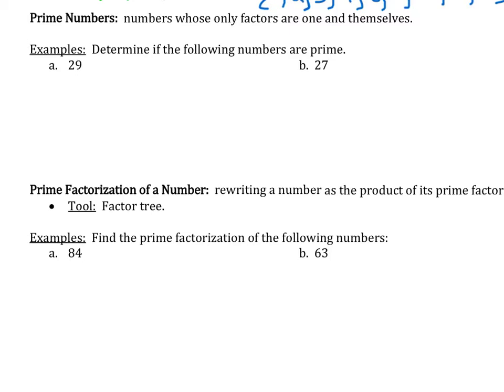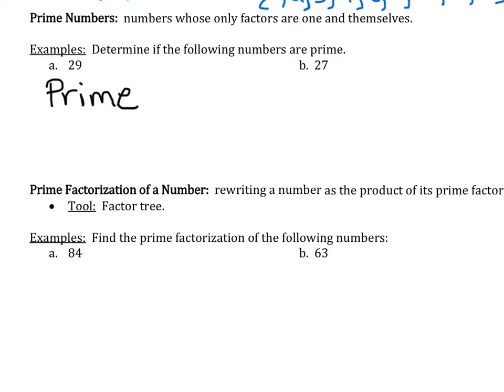For instance, 29. I want to think about 29. I'm going to try to divide 1, 2, 3, 4, 5, 6, 7, 8, 9, 10, 11, 12, and so forth into 29. If you think about it, none of those numbers besides 1 and 29 goes into 29. So I would say that this number is prime. It's only divisible by 1 and itself.